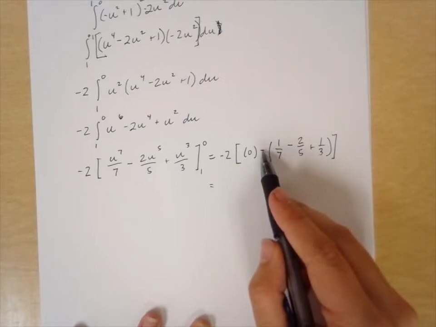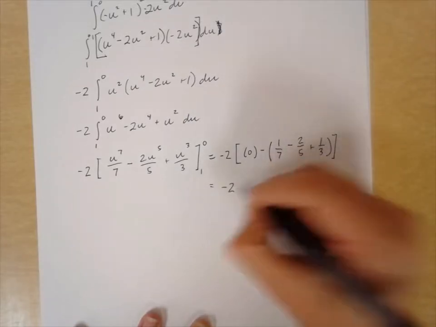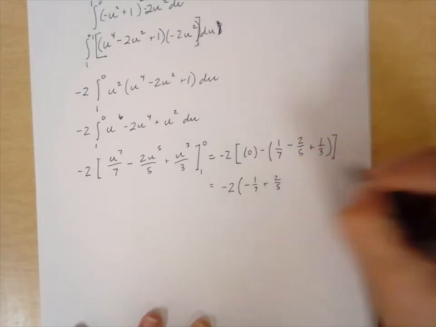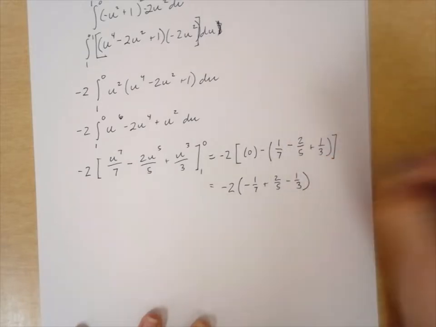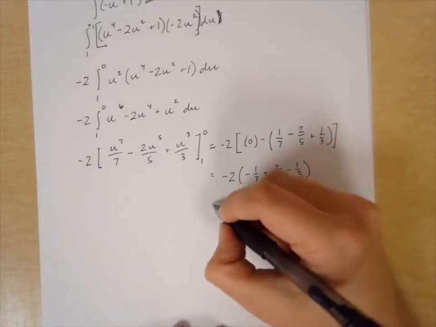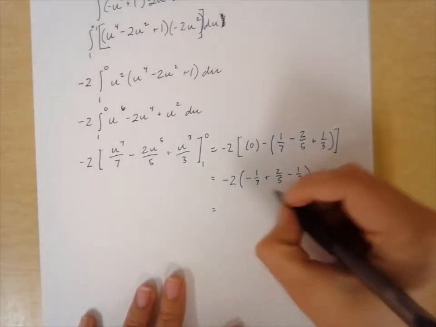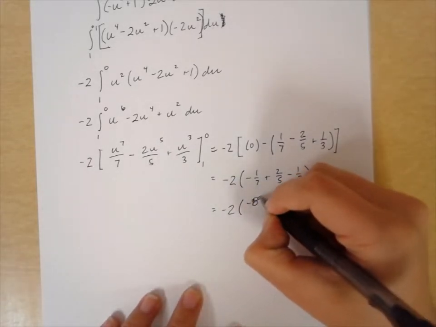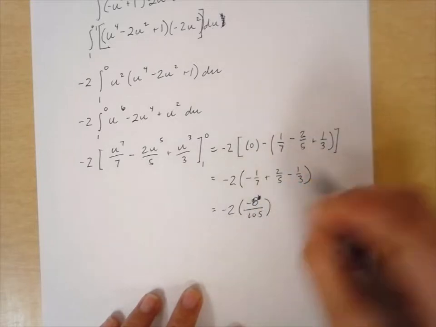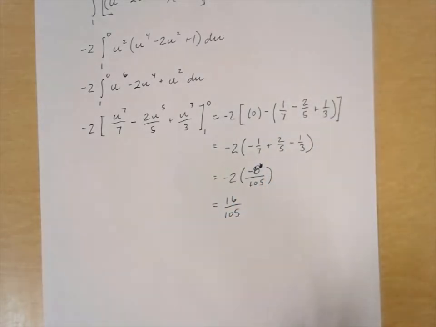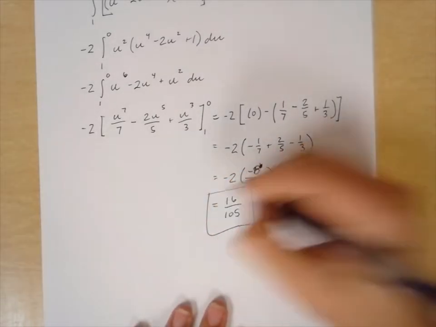I need to distribute that negative to everything here. So I'm going to have a negative 2 outside of a negative 1/7, a positive 2/5, and a negative 1/3. You could go through the common denominator, which would be 105, but frankly this should just be a calculator problem at this point. And when we do all of this inside, we get negative 2 outside negative 8 over 105. Negative 2 times negative 8 here would get me positive 16 over 105. And that is fully evaluated. Okay.